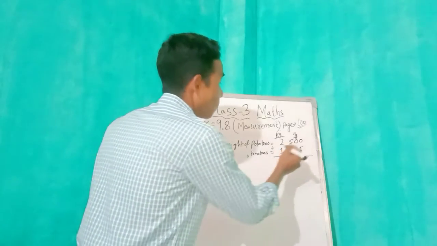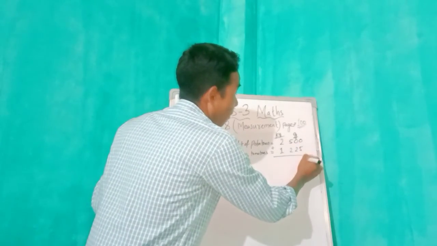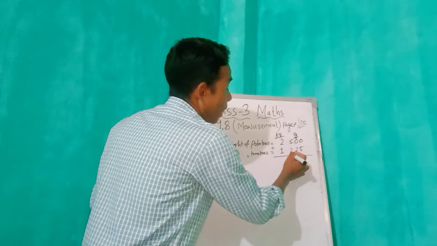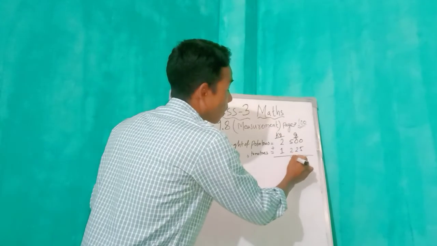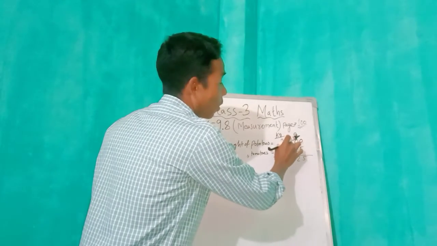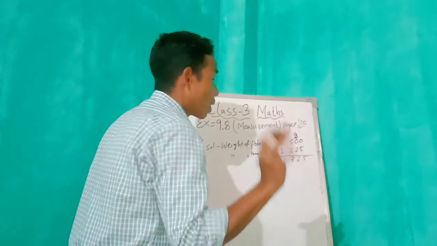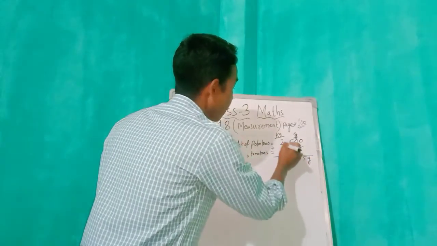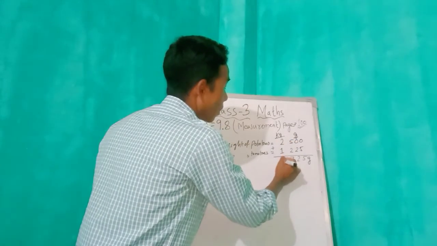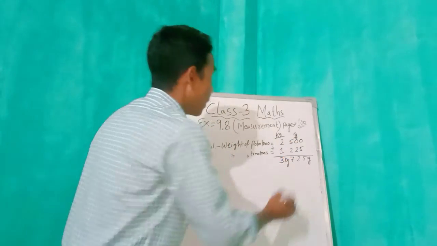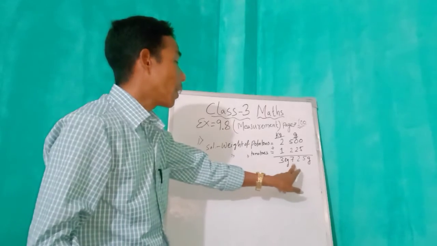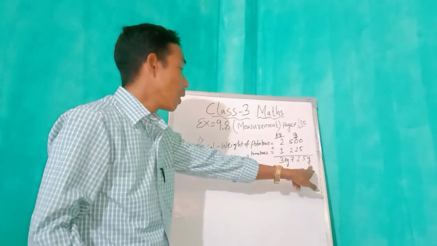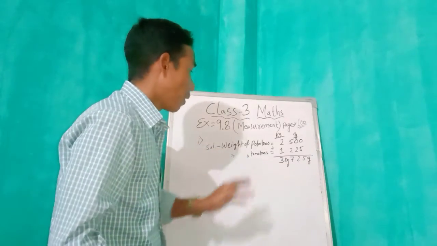Okay, so 5 plus 2 is 7, 2 plus 2 is 4, 5 plus 2 is 7. This is gram. Now 2 plus 1 is 3. This is kg. That means 3 kg 725 gram is the total weight of vegetables.